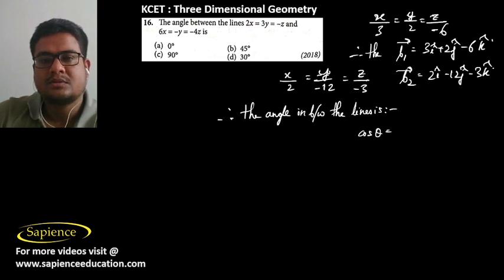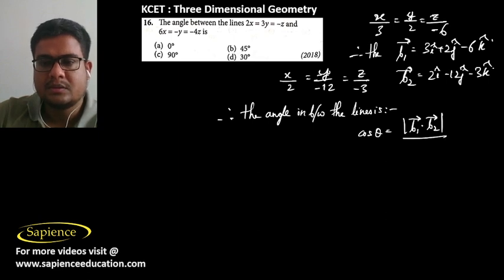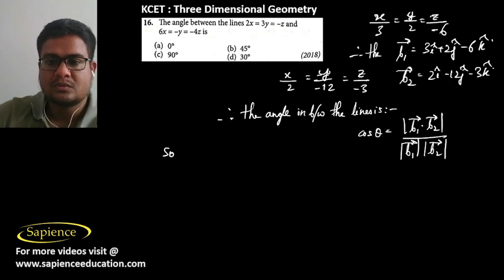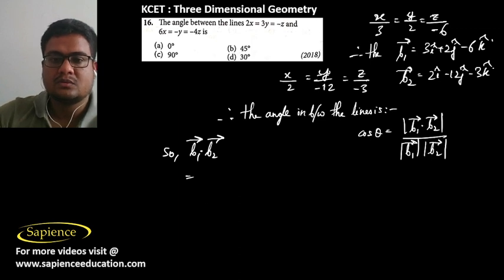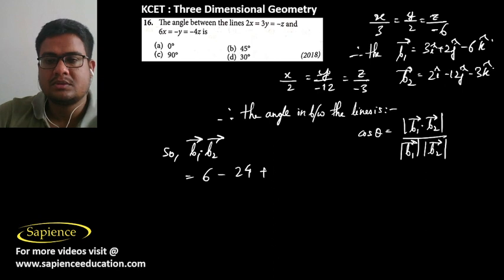cos theta is equal to the magnitude of b1 dot b2 by magnitude of b1 into magnitude of b2. So now b1 dot b2, that is how much? It will be equal to 3 into 2, that is 6, minus 12 into 2, that is 24, plus 3 sixes are 18. 18 plus 6, that is 24, minus 24, that is 0.